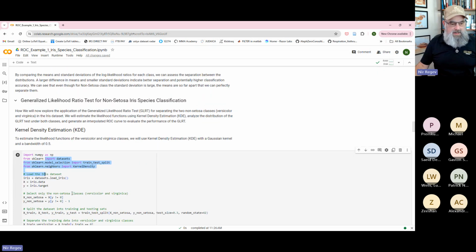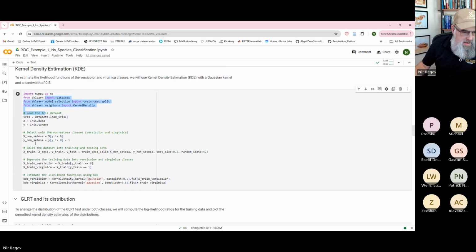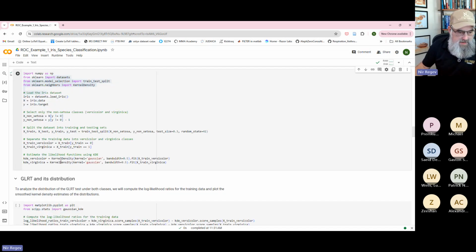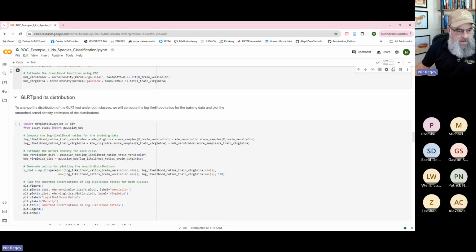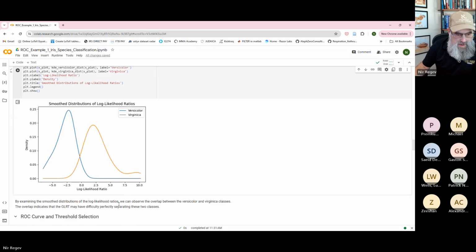We estimate the kernel density, and this is, let's run this code. So we estimated the kernel densities using these Python and scikit-learn packages. And then we plot the GLRT, the generalized likelihood ratio test, and its distribution. Let's run this code. Here we do the log likelihood for the versicolor. We calculate the log likelihood for the virginica. We estimate the kernel density for each class. So now we have the density, and then we plot them. And here, suddenly, we see that these distributions are overlapping.